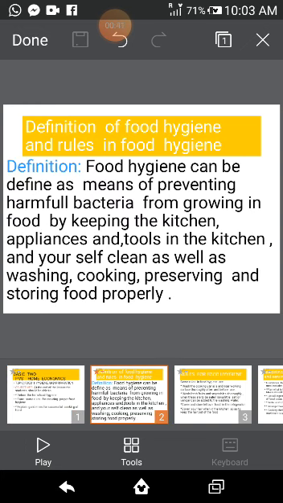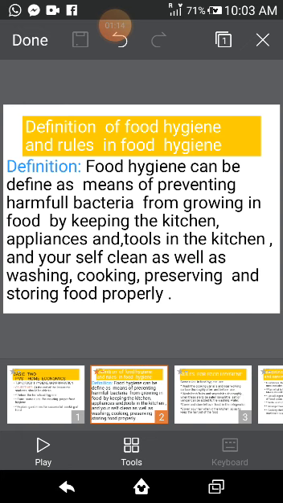Before we go on, we will start from the explanation of what we mean by food hygiene. What do we mean by food hygiene? Food hygiene can be defined as a means of preventing harmful bacteria from growing in food by keeping the kitchen, appliances and tools in the kitchen, and even yourself clean, as well as washing, cooking, preserving and storing food properly. What do we mean by this?